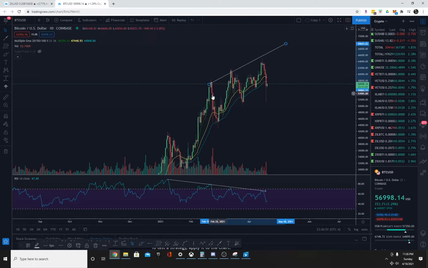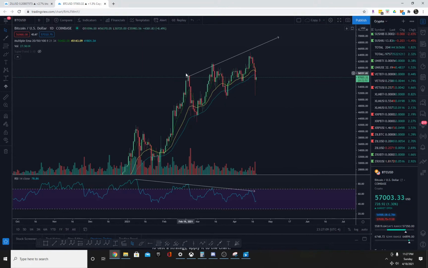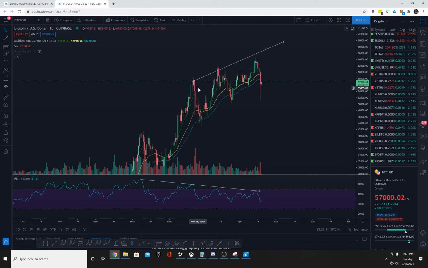What do I mean by that? As Bitcoin is making higher highs, RSI, the strength, was making lower highs. The strength was going down. That's why it's called a divergence. This is a regular bearish divergence. So what happens when a divergence happens? The price drops for bearish divergence in this case.